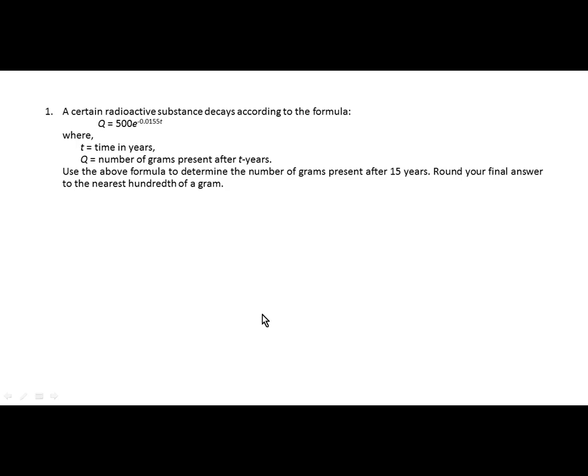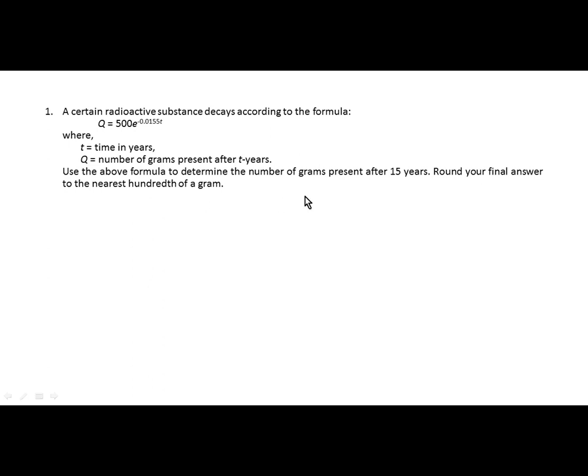So some examples. A certain radioactive substance behaves according to this formula. Q is equal to 500 times e to the negative 0.0155 t, where t is time in years. Q is the number of grams present after t years. It says use the above formula to determine the number of grams present after 15 years. Round your final answer to the nearest hundredth of a gram.